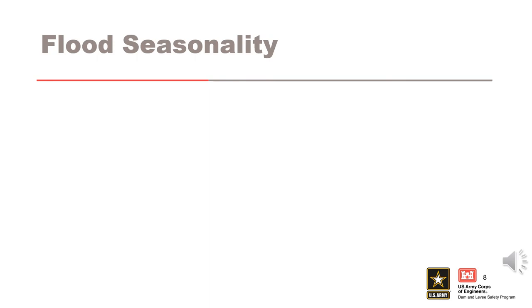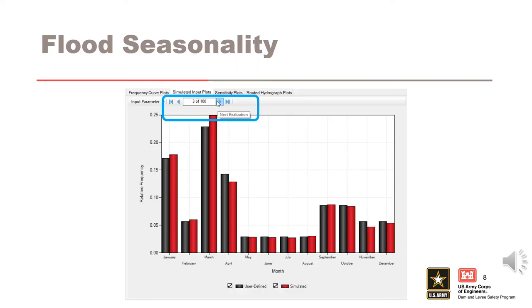Flood seasonality compares the simulated flood seasonality with the flood seasonality analysis that was calculated based on the user inputs. When you run an expected frequency curve only or simulate median frequency curve only simulation, then there will only be one flood seasonality plot available. When you run a full uncertainty simulation, a comparison plot is available for each realization.